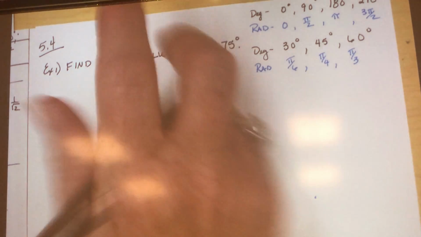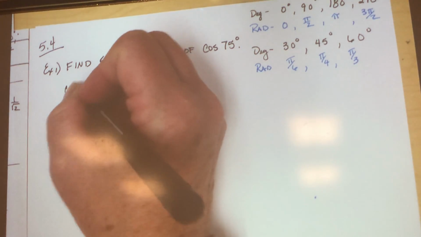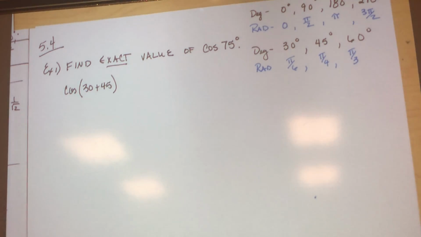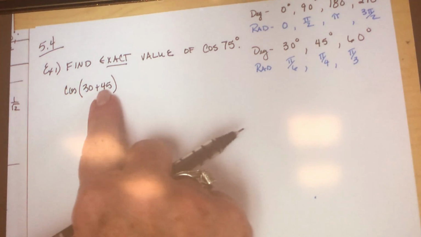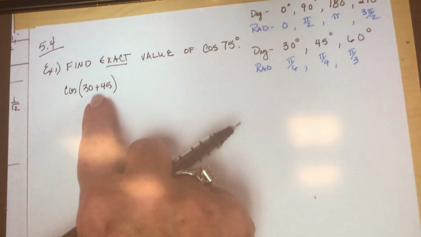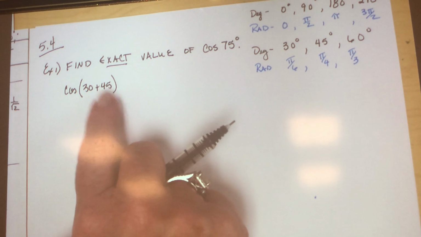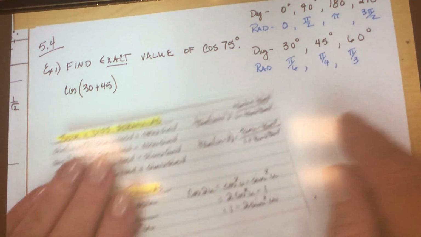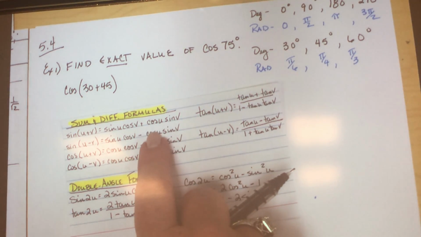So do you agree that this is the same thing as the cosine of 30 plus 45? Does everybody understand? What is 30 plus 45? 75. So this is the cosine of 75 written in a different way. Now let me ask this question. Can I distribute this cosine and just say, oh, that's the cosine of 30 plus the cosine of 45? No. People, if you could do that, you wouldn't need these formulas. You wouldn't need these formulas at all.